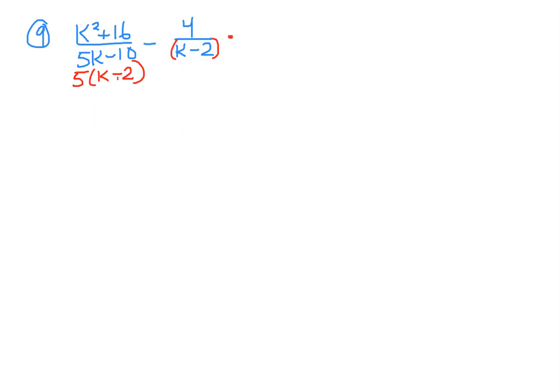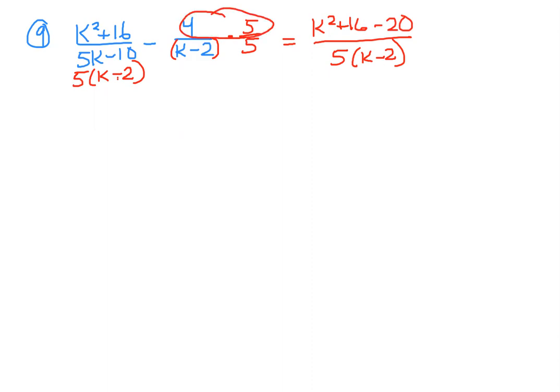And if I multiply this one by 5 over 5, then my common denominator can be 5 times k minus 2. And my numerator is going to be k squared plus 16 minus 20. The 20 is from this 4 times 5. So that equals k squared minus 4 over 5 times k minus 2. And k squared minus 4 factors to k minus 2, k plus 2.